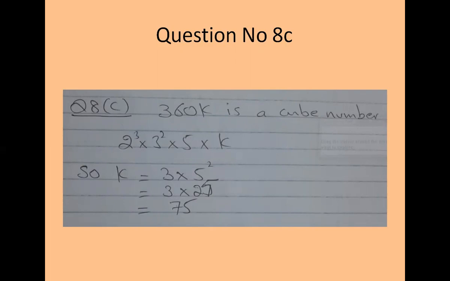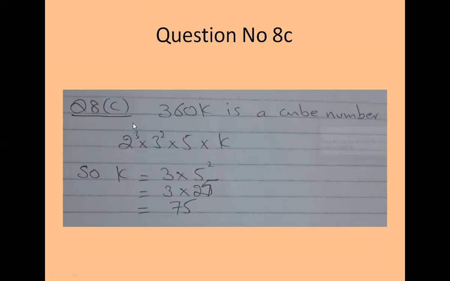So if a number is a cube number, all its prime factors will have a power in the form of 3, or 6, or 9. It should be a multiple of 3. So 360k means 2 raised to power 3 into 3 raised to power 2 into 5 into k. So what can k be?